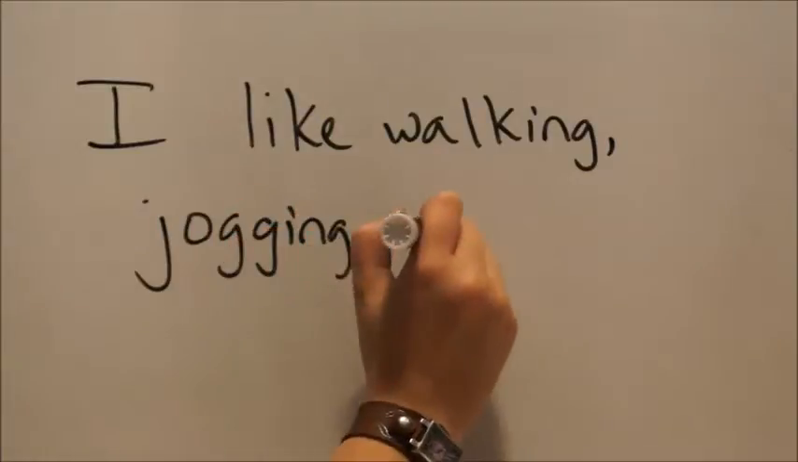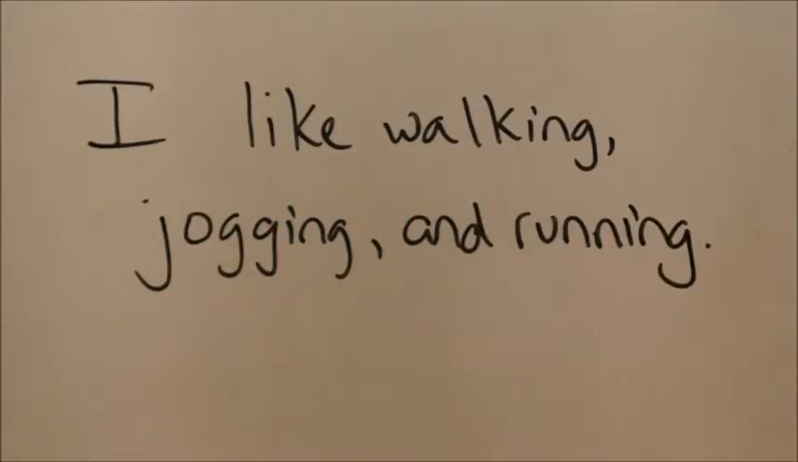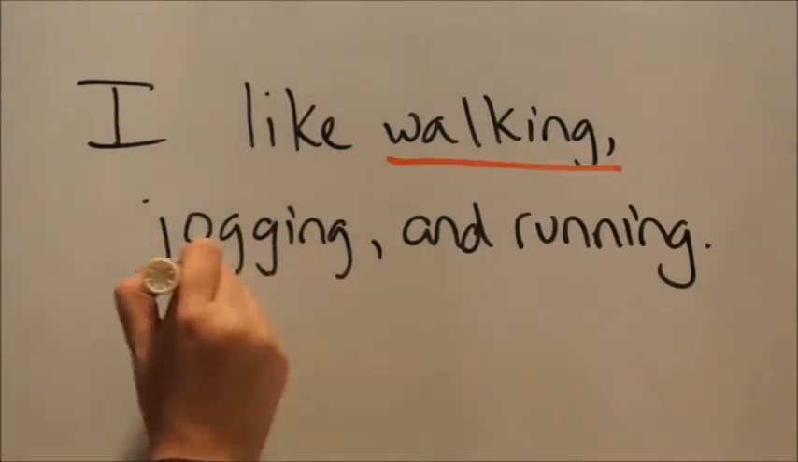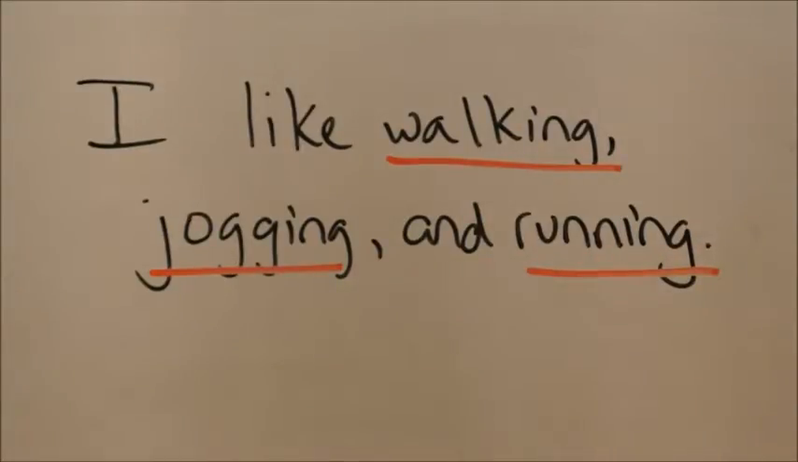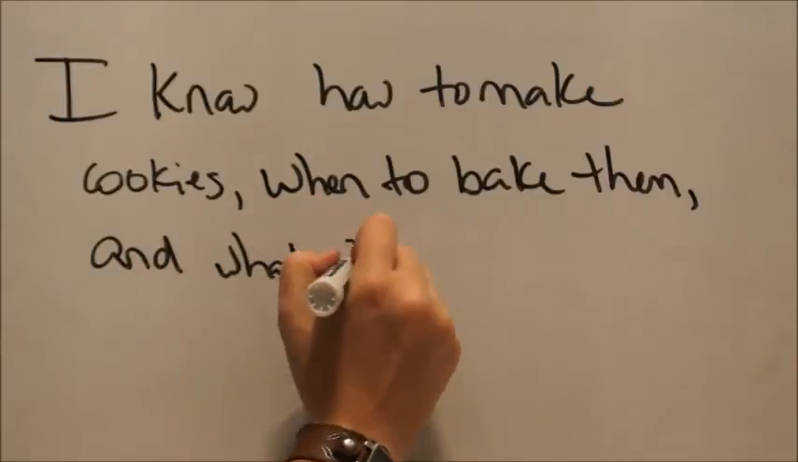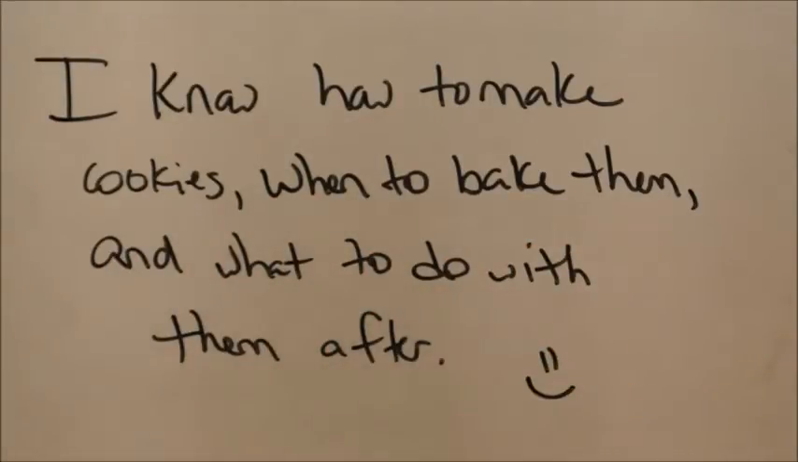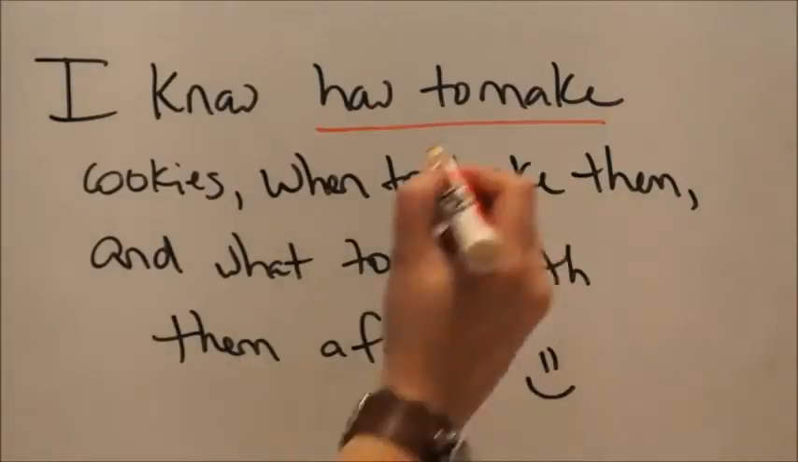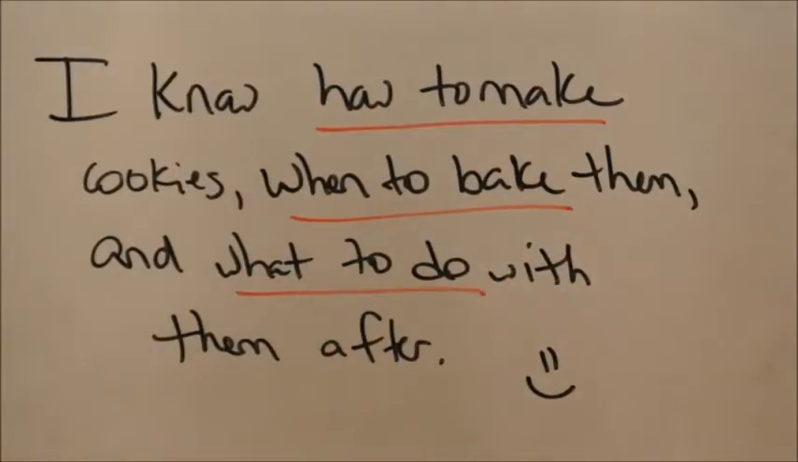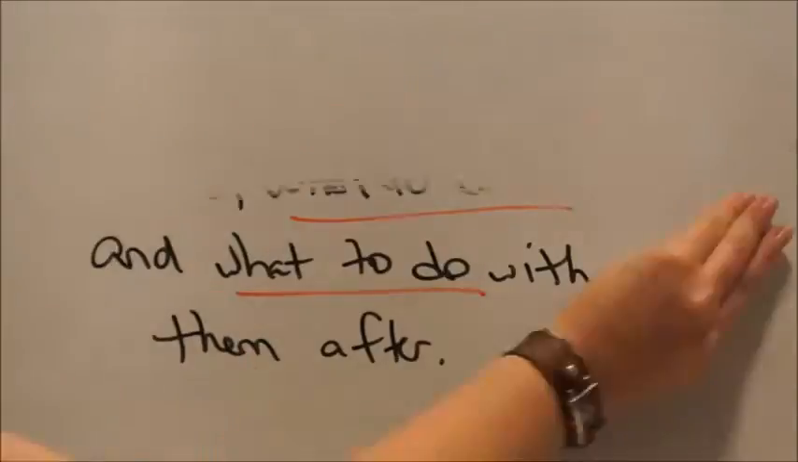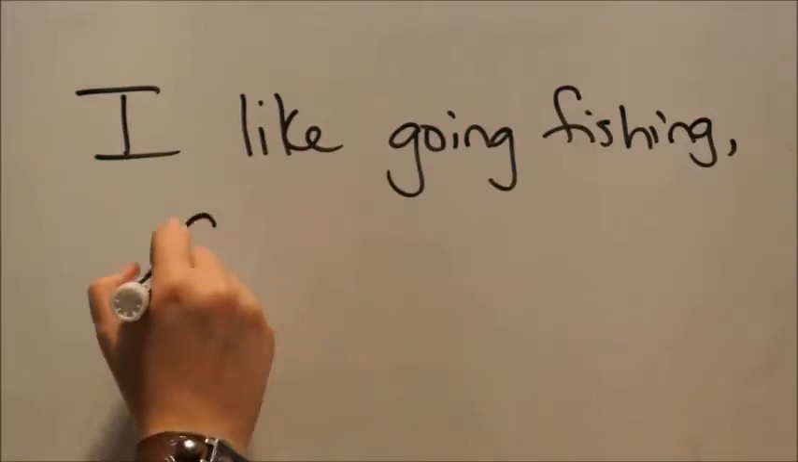So let's take a look at this. If you have a sentence that says, I like walking, jogging, and running, then that sentence is parallel. Walking, jogging, and running are all ing verbs. Or let's look at this one. If you say, I know how to make cookies, when to bake them, and what to do with them after, I know I do, you have how to make, when to bake, and what to do. Those are all phrases, and they all match. They're all in the same format.